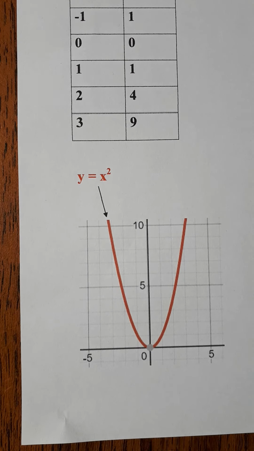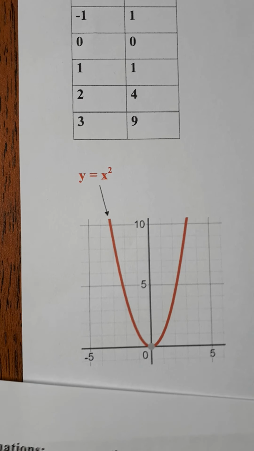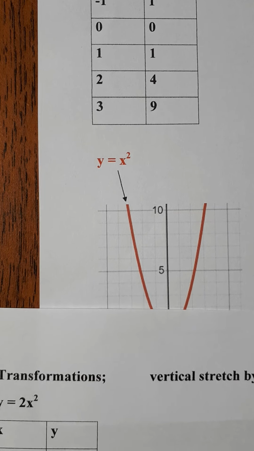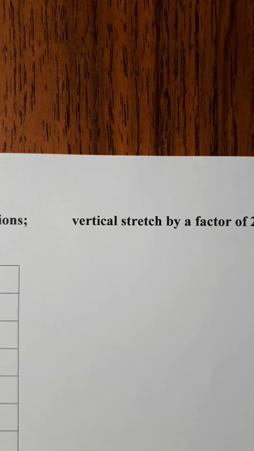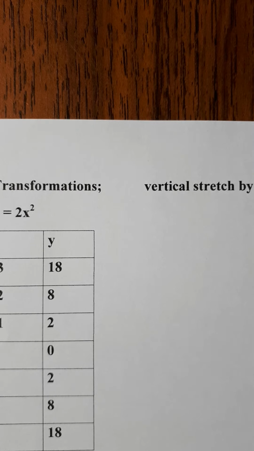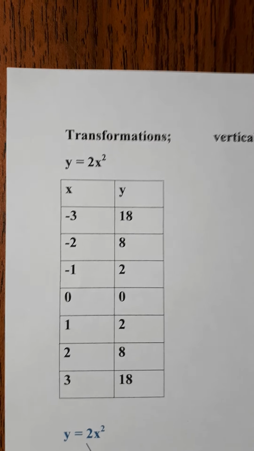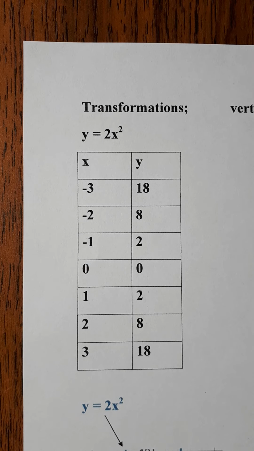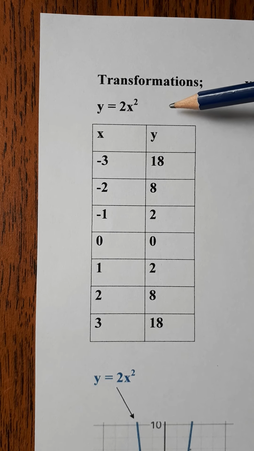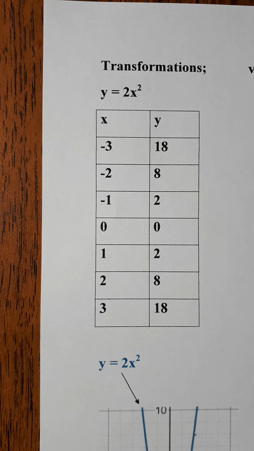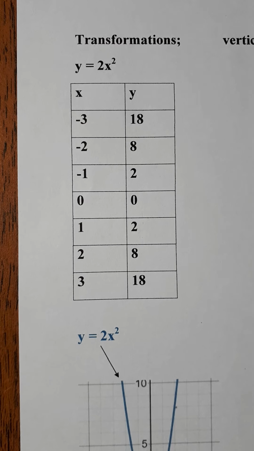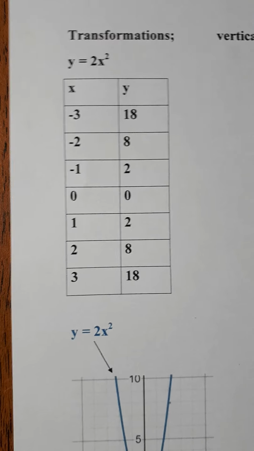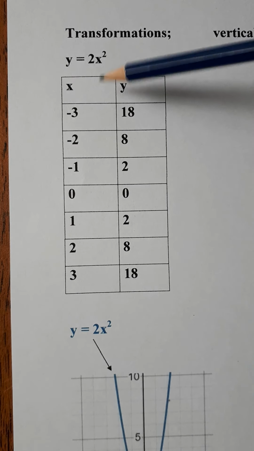Now we are going to look at one of the transformations. This is about vertical stretch by a factor of 2. That is regarding a graph or equation y equals 2x squared. Let's look at the table, because I know that some people will be confused about these graphs. Therefore, I want to look at some of the points in here too.